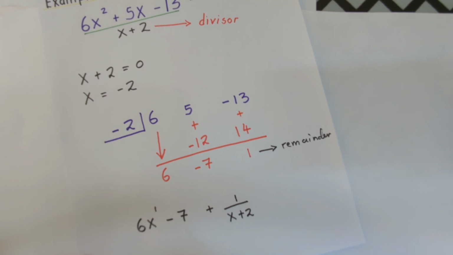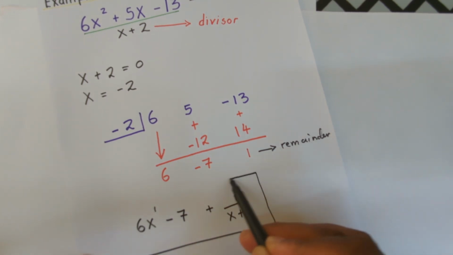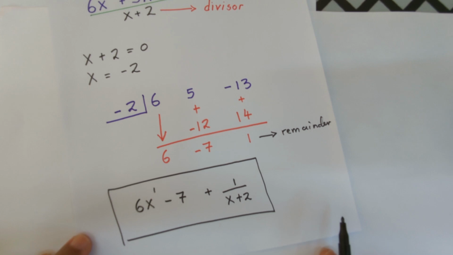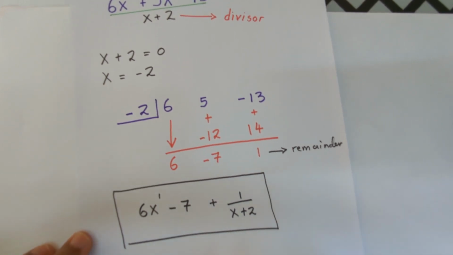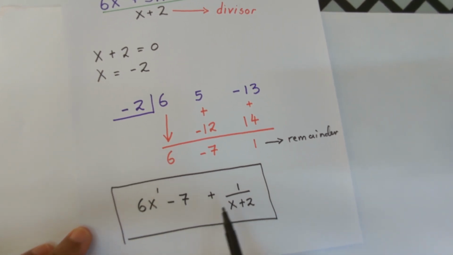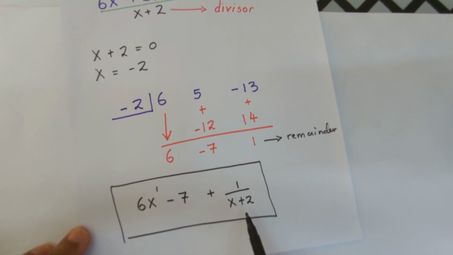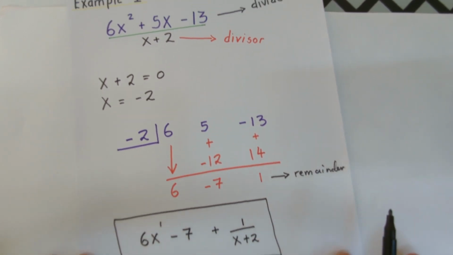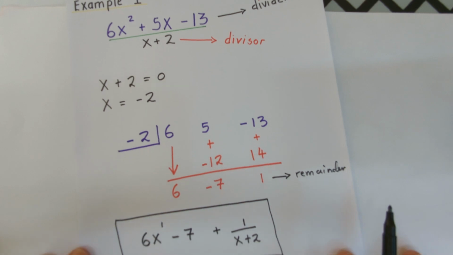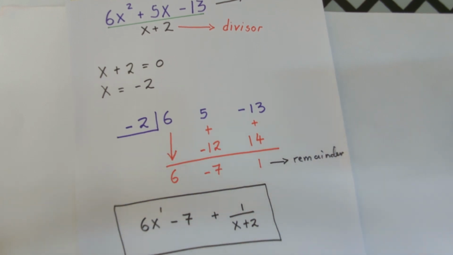So this is our final answer for example number 1: 6x minus 7 plus 1 over x plus 2. That's it for example number 1. Now let's move on to example number 2.